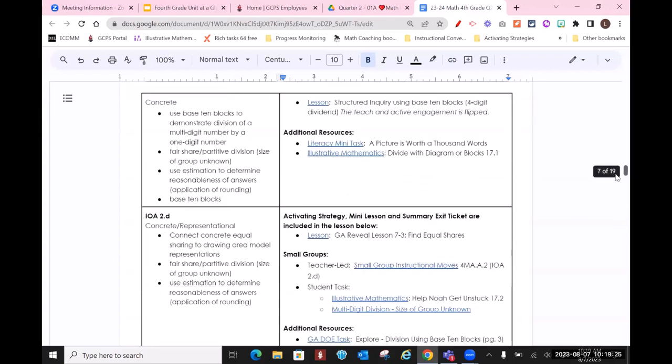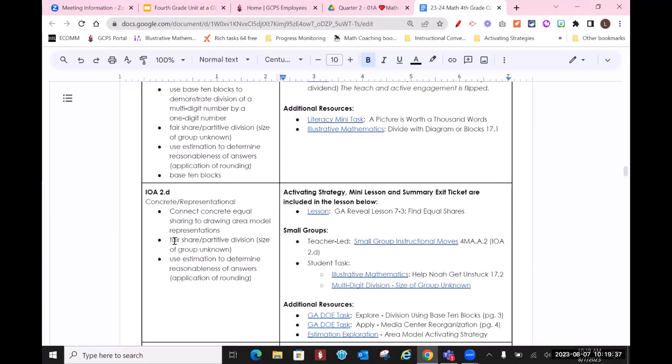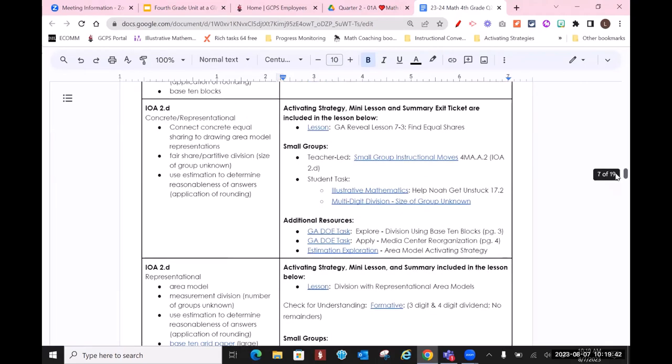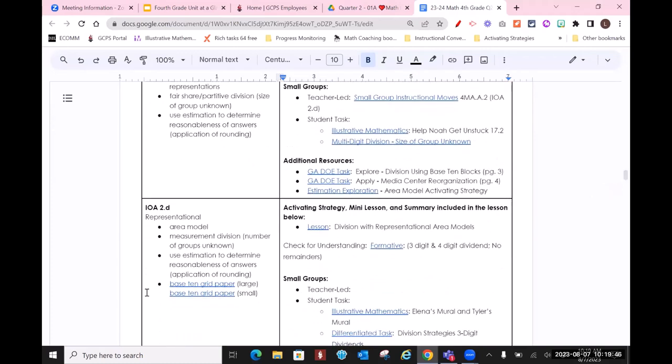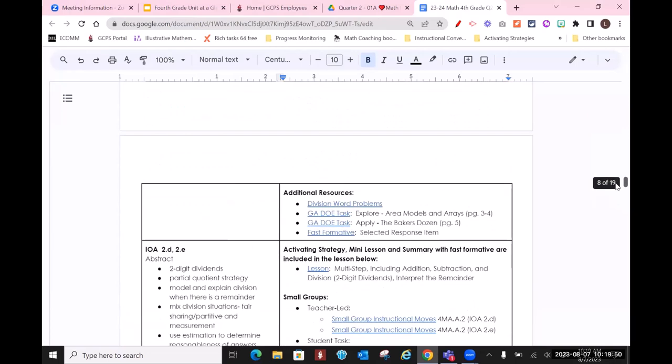Moving on down, you'll see that we'll go from concrete to concrete representational. So that progression there is there for you. We've offered up some different strategies, suggested strategies you would be doing on that day. And these particular lessons would match the bullet points over here, and the task would also match. Then we're moving into representational. See that we have offered up some base 10 grid paper for you to use for that.